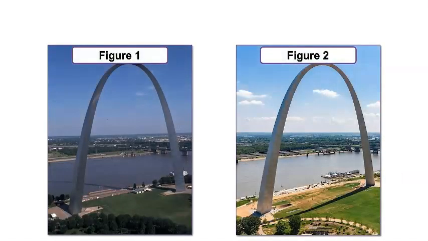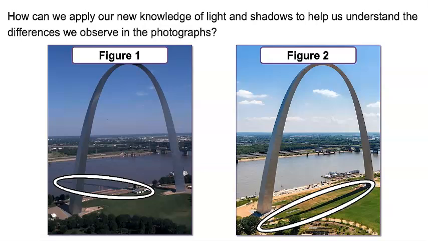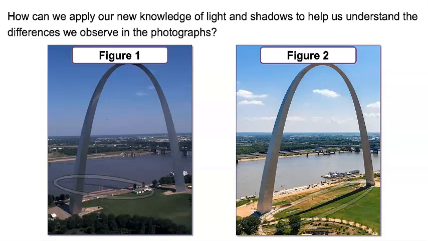We've learned so much since we first observed the shadows in these two photographs. How can we apply our knowledge of light and shadows to help us understand the differences we observe in the photographs? Well, in figure 1, the shadow is longer. This means the sun must be at a lower angle in the sky.